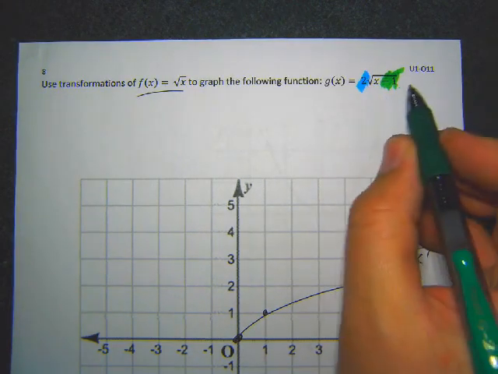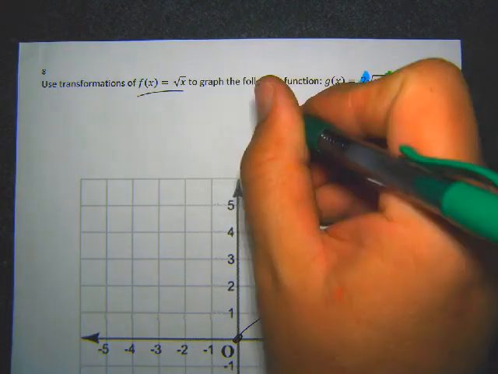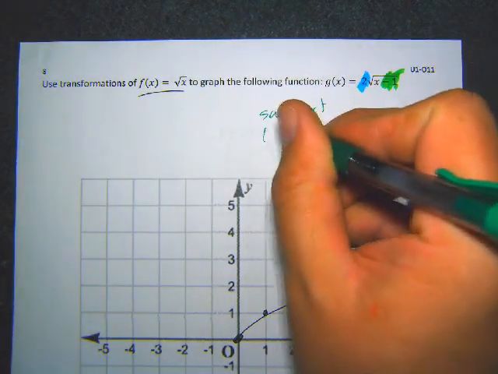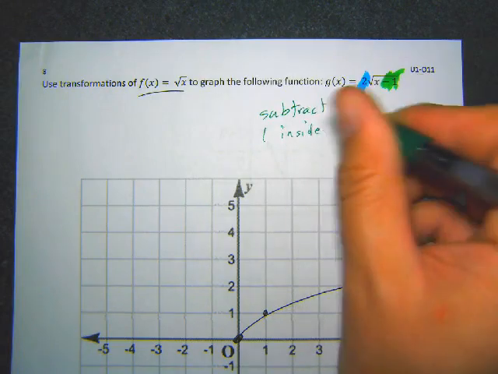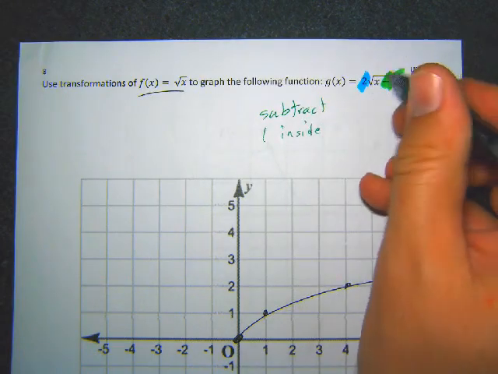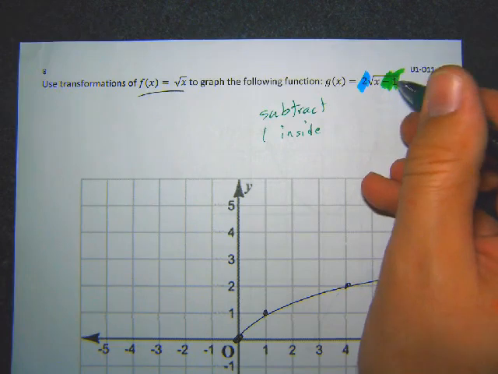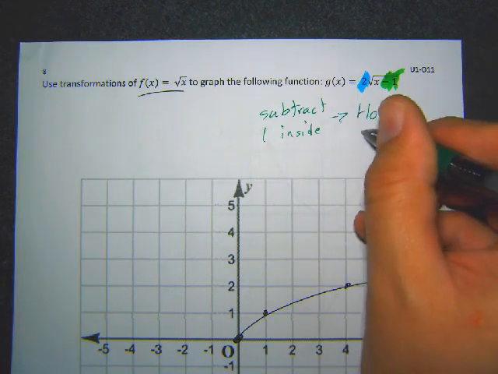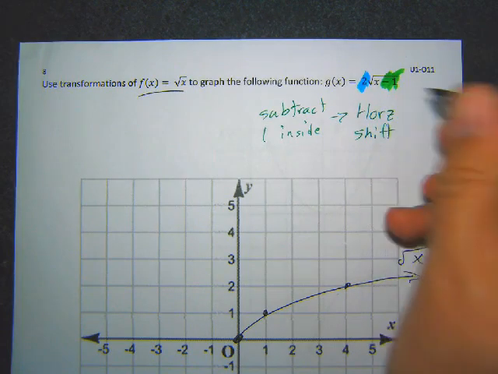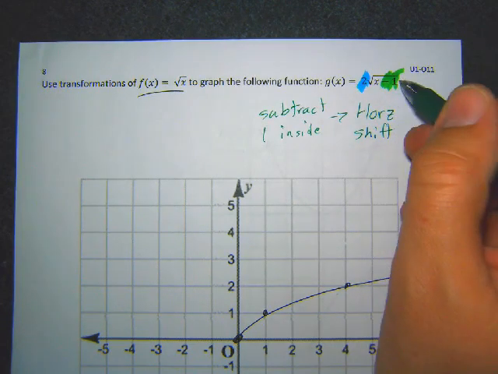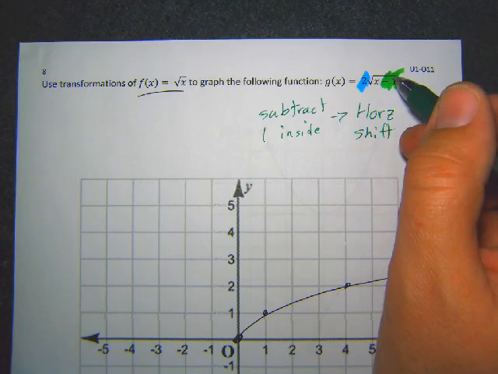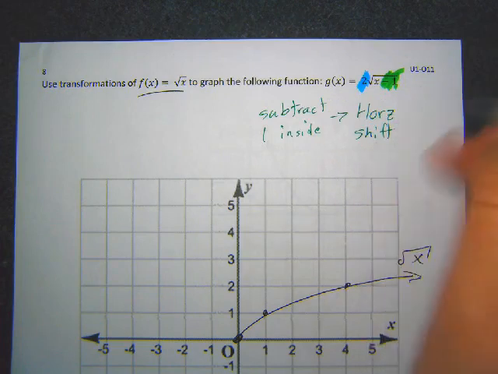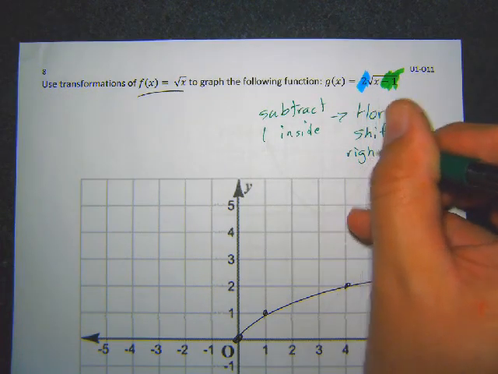So this -1 is on the inside, right? Remember that subtracting inside the square root is a shift, because you see the -1 is inside the square root. Subtracting inside is going to be a horizontal shift, because inside is always horizontal. And because we're subtracting on the inside, you don't go in the negative direction, you actually go in the positive, because horizontal on the inside is always backwards. So subtracting 1 on the inside is actually going to go to the right 1.